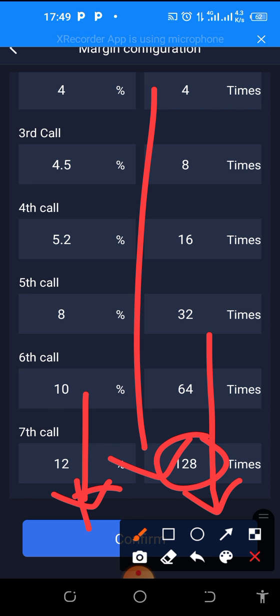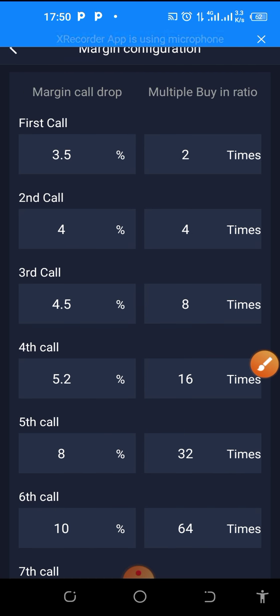But most of us don't have this kind of money. If you really want to make money trading, this is the place to come. Just tweak it, increase the margin call, tweak the margin call drop and tweak the multiple buying ratio. And this particular setting can give you serious trading income daily.